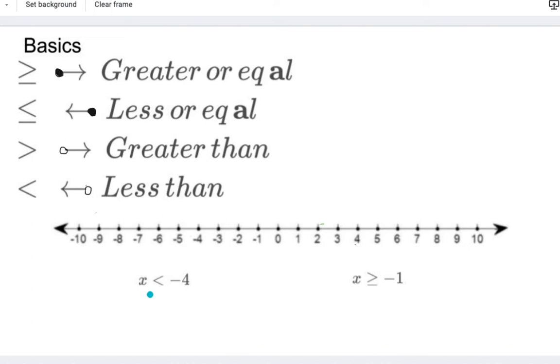So let's look at graphing x less than -4. So we do want an open circle, because -4 itself is not included, and the arrow goes to the left, because it is less than. x greater than or equal to -1 means we're starting at -1, and we're going to fill that circle in because -1 is part of the solution set, and it's greater than, so we have an arrow that goes to the right.